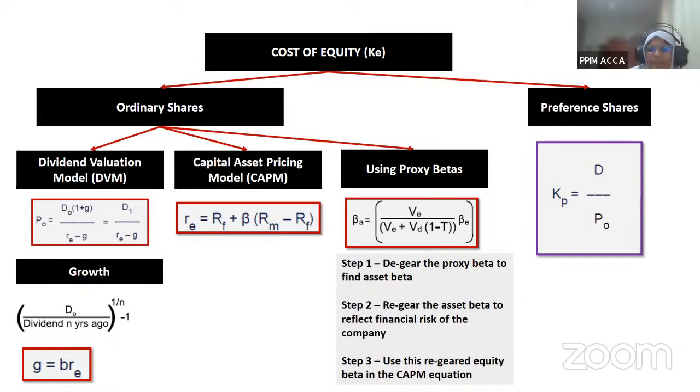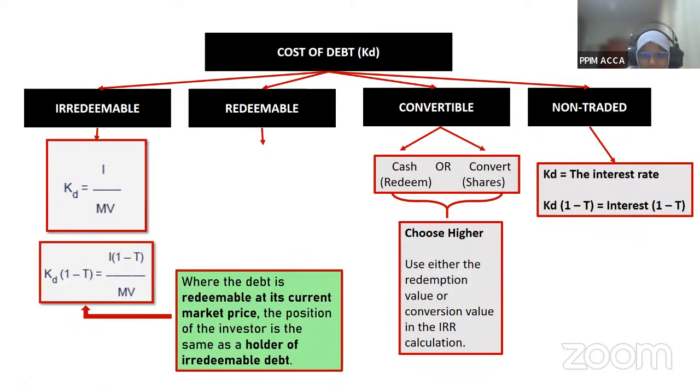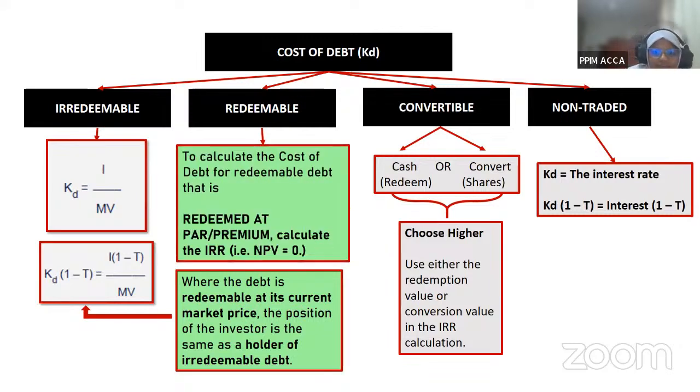While we're at it, I'll speak about cost of debt as well. Okay? So if you have cost of debt, we are talking about 4 types of debt instruments. Okay, the one is very simple, non-traded. So non-traded means it's simply the bank loan. A bank loan, the cost of debt is simply the interest rate. But if you want a post-tax KD or cost of debt, then it will be the interest rate multiplied by 1 minus the tax rate.